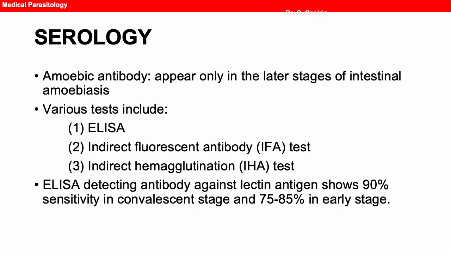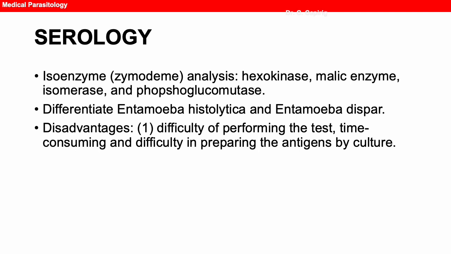Now, isozyme or zymodeme analysis can also be done. This is very uncommon. We detect hexokinase, malic enzyme, isomerase, and phosphoglucomutase activity of the parasite. And this is important to differentiate Entamoeba histolytica and Entamoeba dispar. The disadvantage of this test is that it is difficult to perform and time consuming, and there is technical difficulty in preparing the antigens by culture.